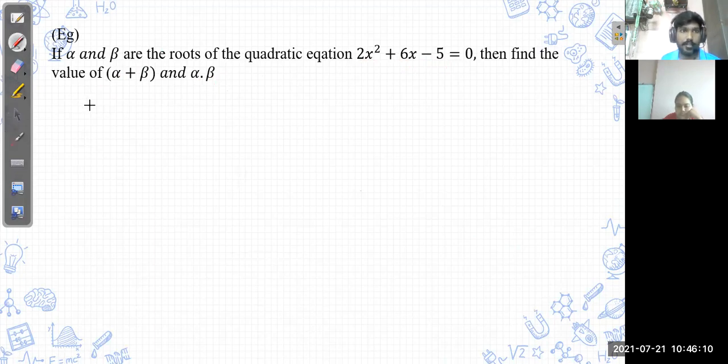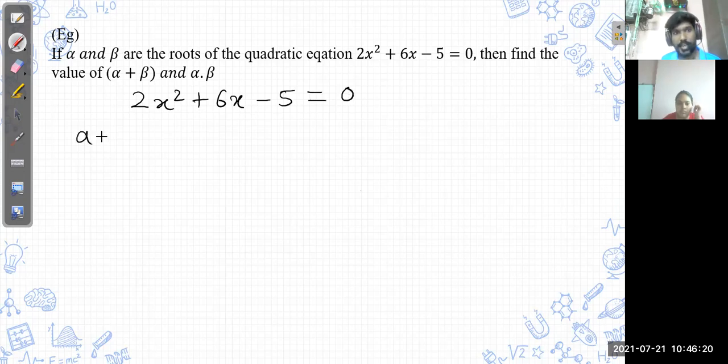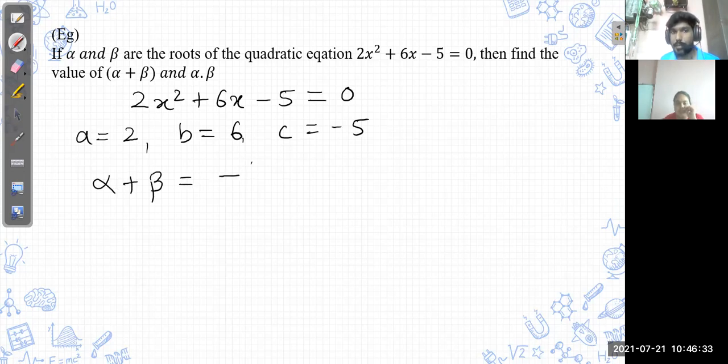So you should understand you have to find out alpha plus beta or alpha into beta. Let's solve this. It is 2x square plus 6x minus 5 equal to 0. So A is 2, B is 6, C is minus 5. Formula for alpha plus beta, sum of roots, is minus B upon A. So minus B is minus 6, A is 2. If you divide it, it becomes minus 3. Correct?